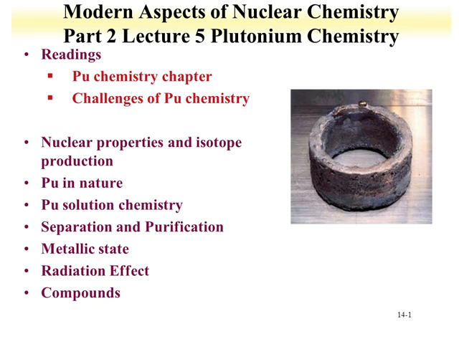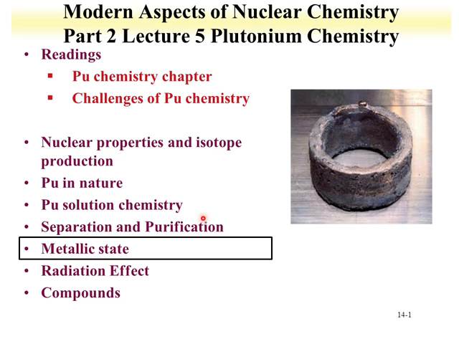Welcome to the second part of Lecture 5 for Modern Aspects of Nuclear Chemistry. We're going to continue our discussion on plutonium chemistry. In Part 1, we evaluated these topics: nuclear properties, some discussion of plutonium in nature, plutonium solution chemistry, and a bit on separations and purification. In Part 2, we're going to focus on plutonium in its metallic state.